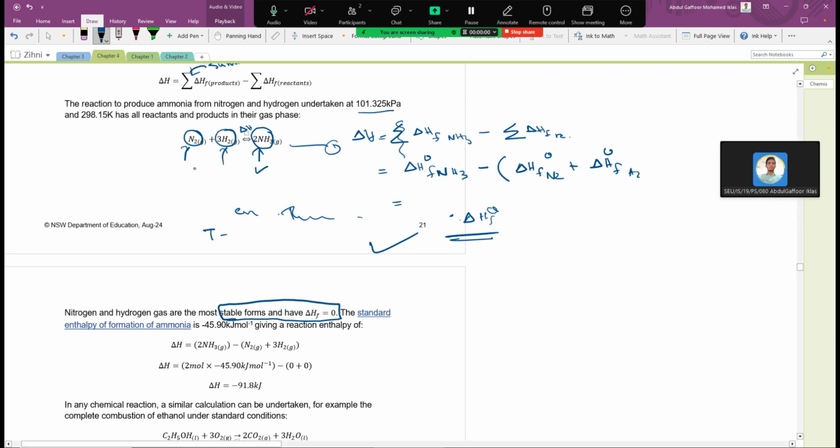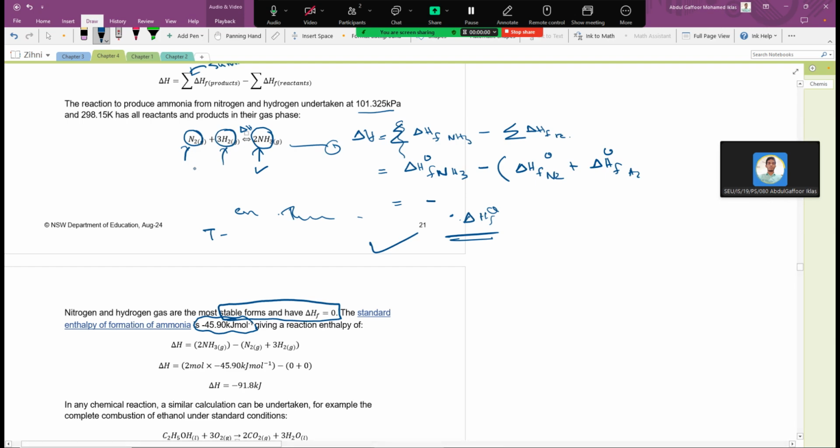Now for this we have been given this value. Where is the value? Here, 101. The standard enthalpy of formation of ammonia, you don't need to remember this value. This value will be given in the question, so you can just substitute this value, minus then you see here.